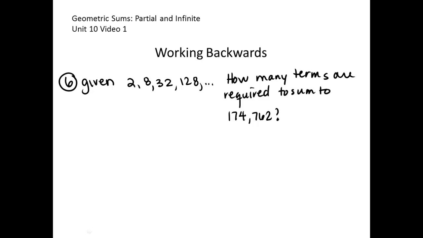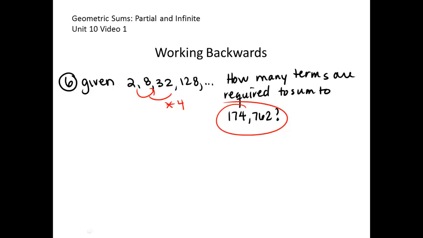Okay, we got 2 examples for working backwards. So this time I'm going to give you a sequence, 2, 8, 32, 128. It is geometric. I see a multiplier in there. In fact, I can see that when I multiply this way, I'm going to be actually multiplying by 4. And I want to know how many terms are required to sum up to 174,762. So this tells me the result, and I want to know what the n value is. I don't know how many terms actually were needed to get that sum.